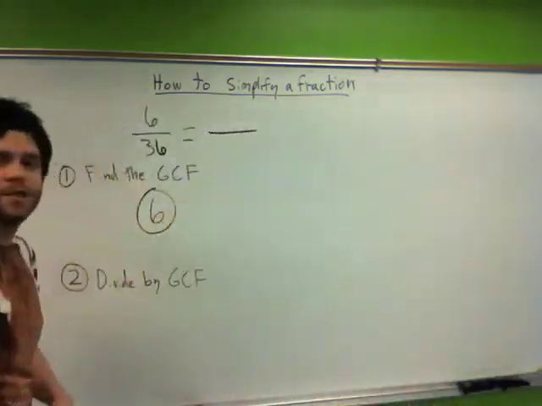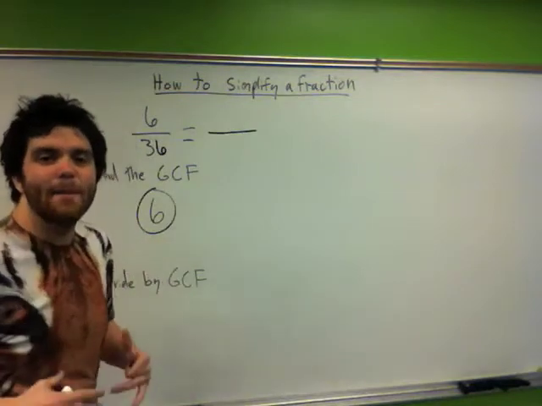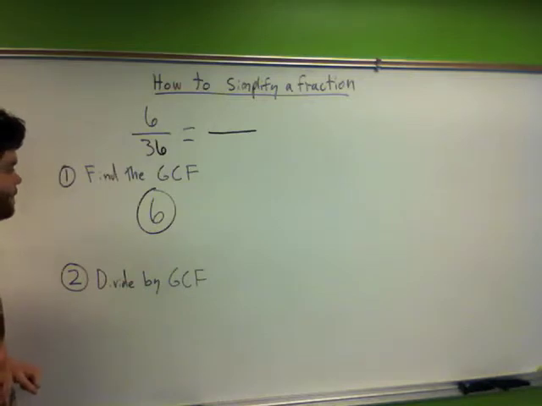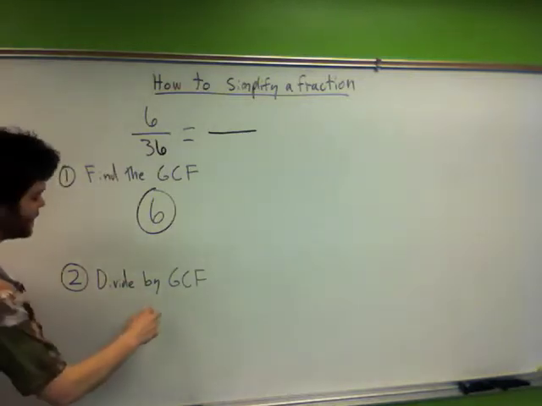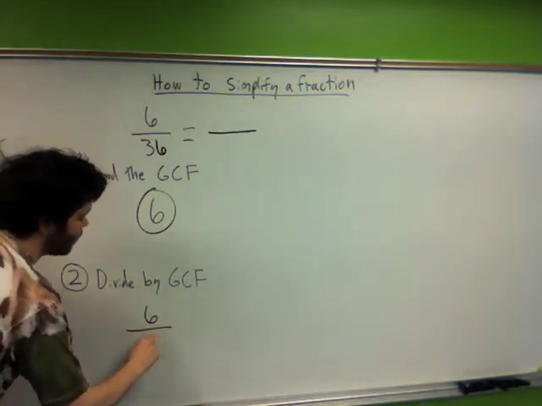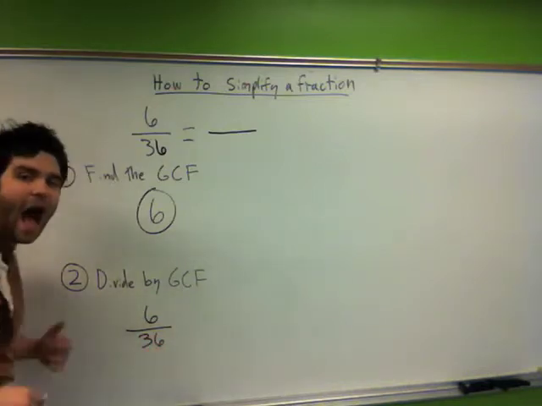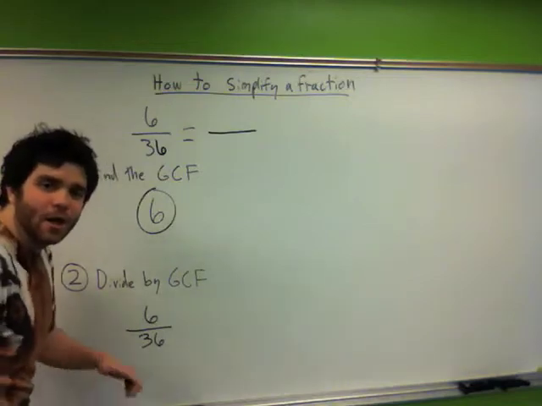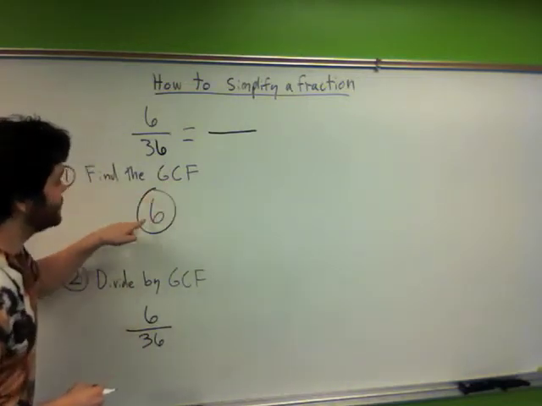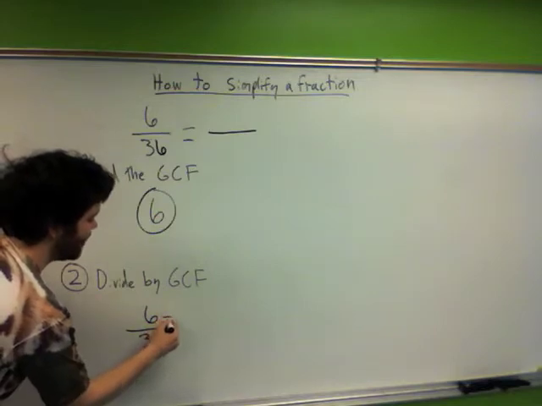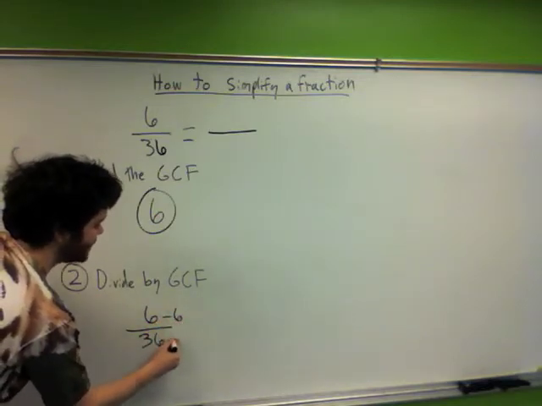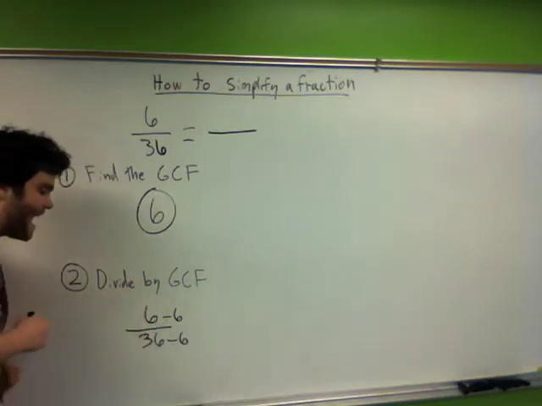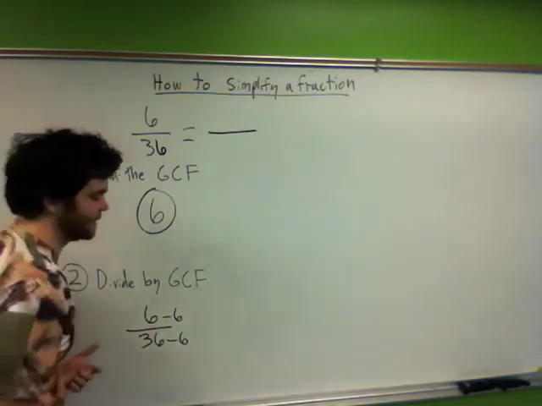The next thing we have to do is divide by the GCF. Well, what's that going to mean? Well, we have 6 over 36. I have to divide both the top of the fraction and the bottom of the fraction by the GCF, which is 6. So I'm dividing the top by 6, and I'm dividing the bottom by 6.